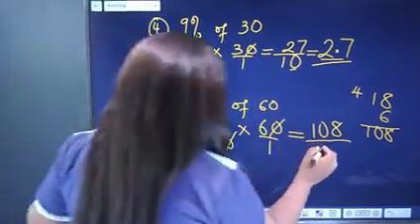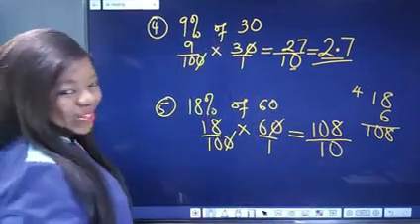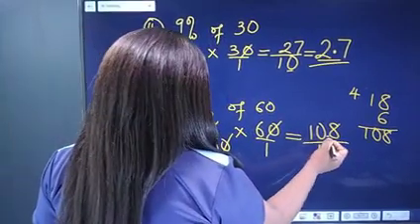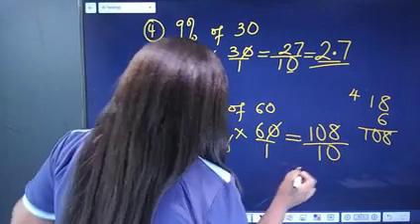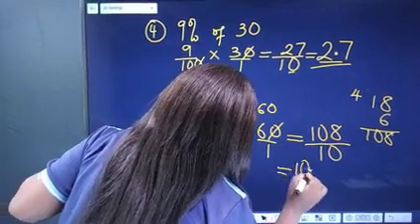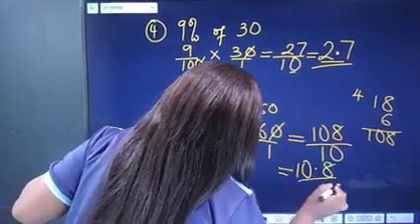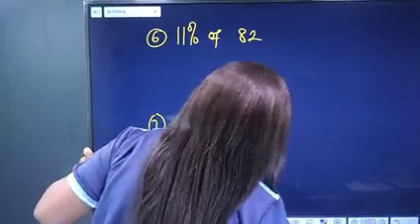10 times 1 is 10. So how would you write your answer? Introduce a decimal point one place to the left here. So that is equal to 10.8. You can see how simple that is. I hope you're enjoying it.